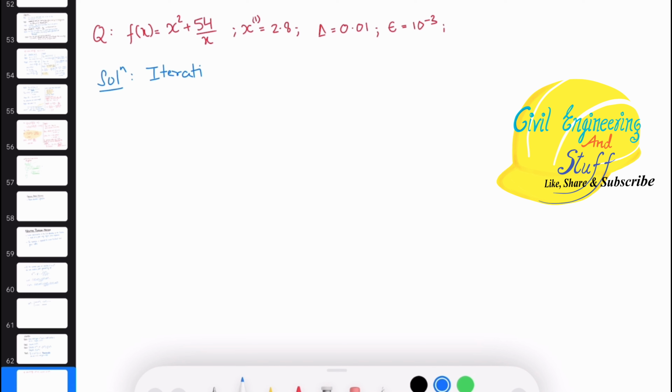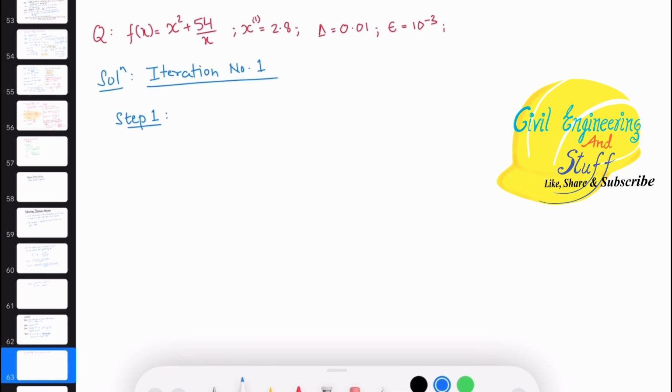We will be doing iteration number 1. This is our first iteration, right? So let's start with step 1. All right, let's see what step 1 says.